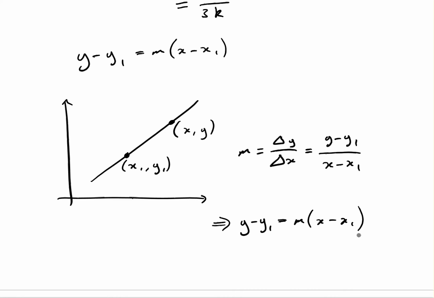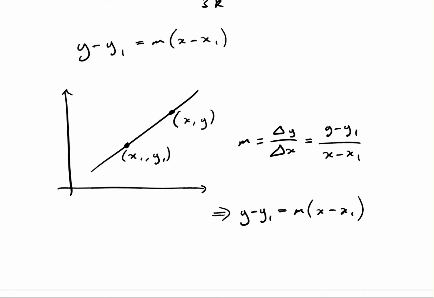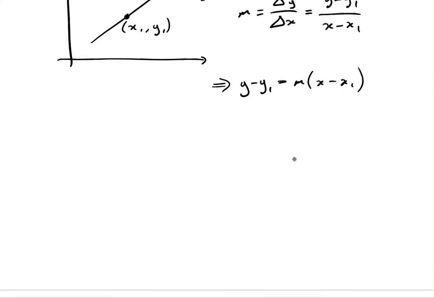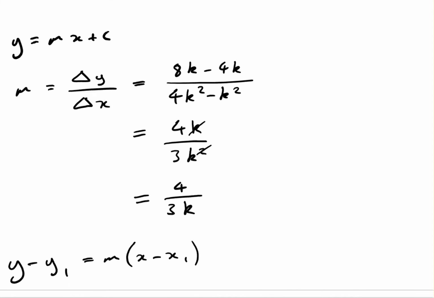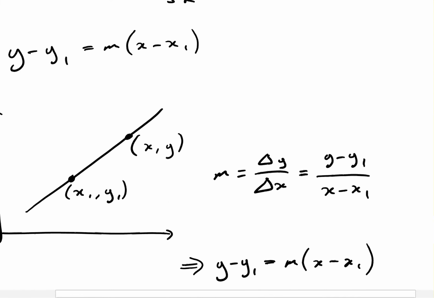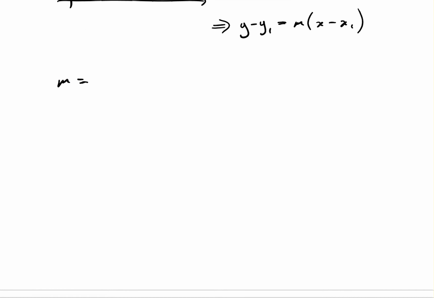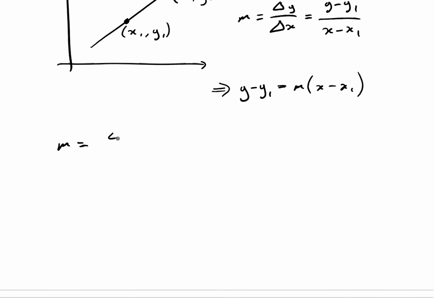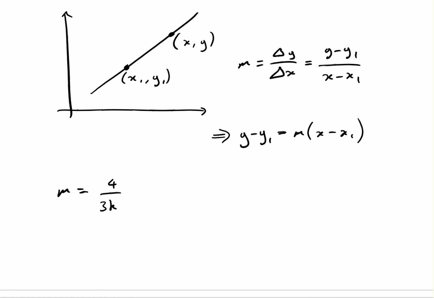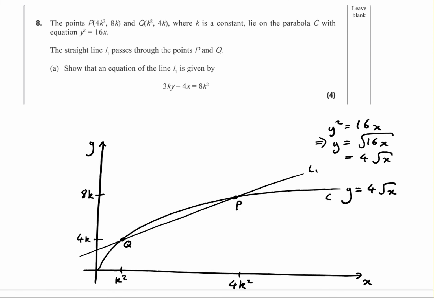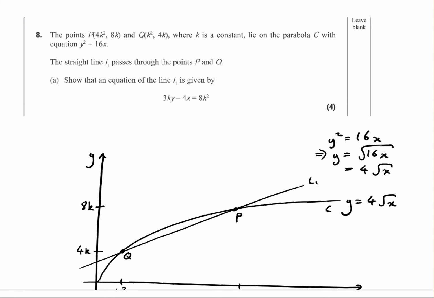So that's showing that it's not just appearing from nowhere. This is really simple, showing how you work out the equation of a straight line. So we've got our m above as being 4 over 3k. And we would choose one of the points. Let's say, let us choose, which one do you want to choose?